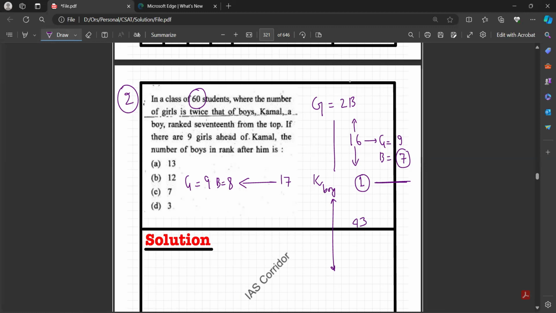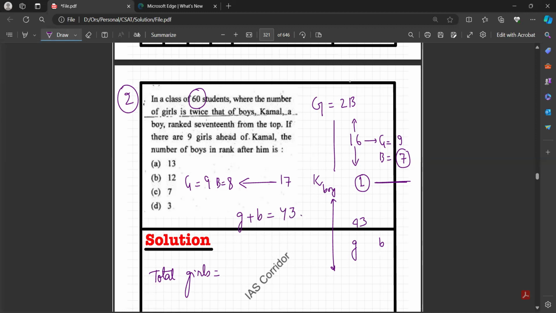Out of these 43, suppose girls would be G and boys will be B. So what is the total number of girls? First of all, one relation is G plus B equals 43. This is one relation. Clear?